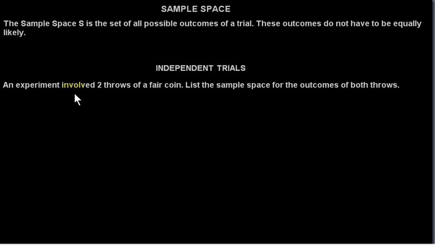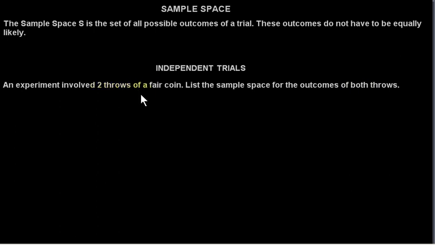In this example, we're going to take an experiment which involves two throws of a fair coin, and both throws or trials are more or less identical, or as identical as practically possible. We are going to list the sample space for the outcomes of both throws, not just one throw. In previous videos we were just looking at outcomes of a single trial. Now we will combine more than one trial together. In this case we're combining two throws together, so we're combining two trials together.